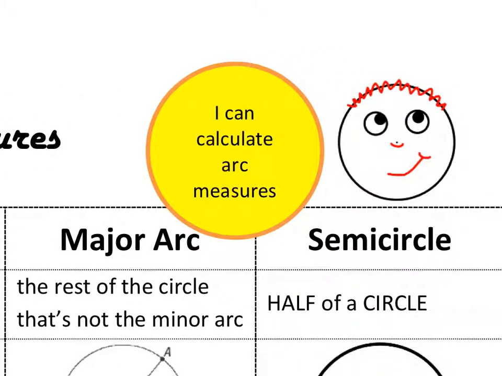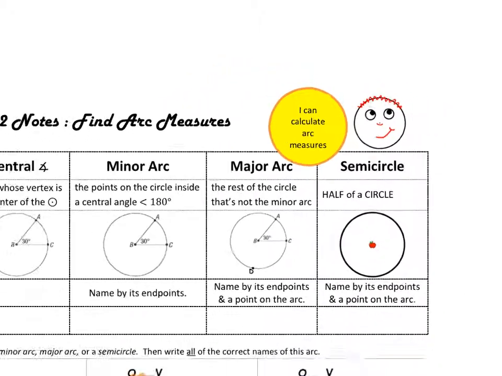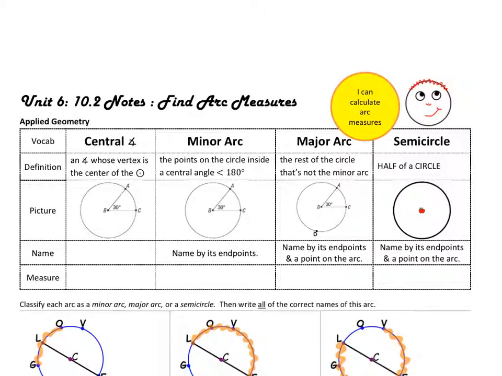So what is our I can statement? I can calculate arc measures. So that is just like calculating measures of angles. We can also calculate measures of arcs and circles. So the first one we're talking about is the central angle, an angle whose vertex is on the center of the circle. So as we take a look at this angle, its angle is ABC. And if we look, our measure is 30 degrees. Okay, it's that easy. It is the measure of the angle on the inside of the circle.